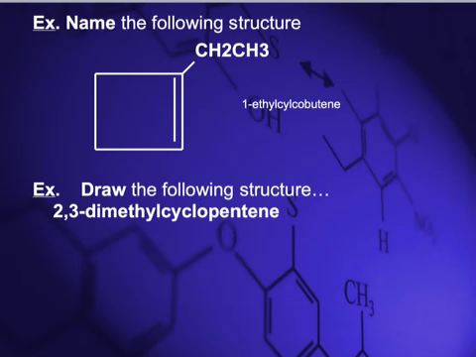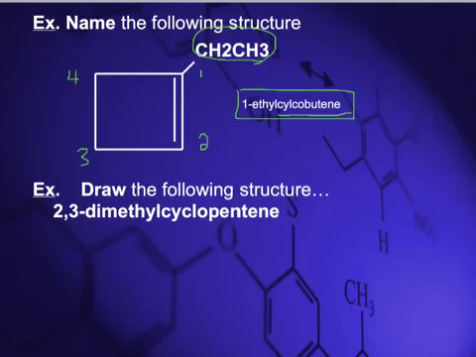Looking at another example, here we have a 4-carbon ring. 1, 2, 3, 4. So the name is cyclobutene. And we note that there is an ethyl group at position 1. So the full name of this compound is 1-ethylcyclobutene.